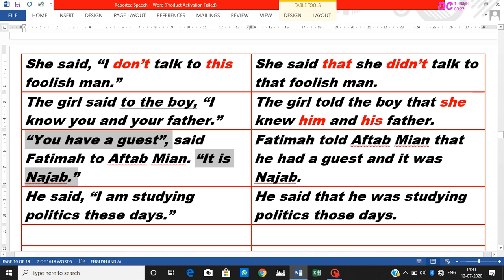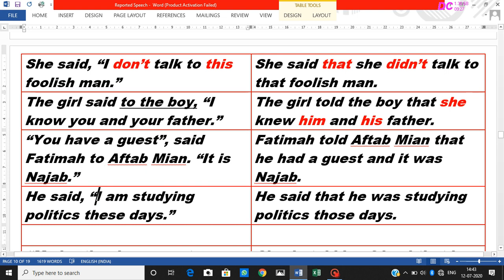Here the reported speech or reported clause we have to bring directly after the reporting verb. Fatima told Aftab Mia that you have a guest. The you here, as we have already understood, changes as per the object of the reporting verb. Fatima is the subject, Aftab Mia the object. So you here refers to Aftab Mia. Aftab Mia is a male person, so I have used he. You have a guest becomes he had a guest. Have was made had, past simple. It is Najib became it was Najib. That is, present simple has been changed into past simple.